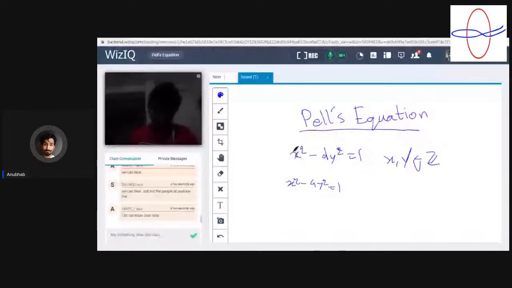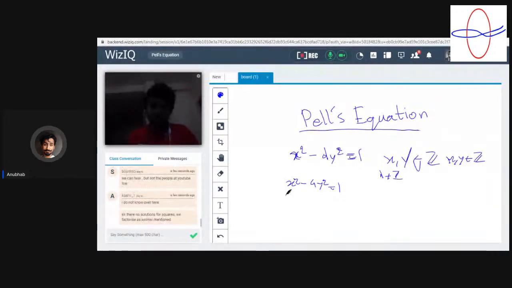So, as I've written here, this is basically Pell's equation. We are trying to solve the equation x squared minus d y squared equals 1, where x and y are integers, and d is also an integer. Let's try to solve this when d equals 4. So when d equals 4, how would you guys solve it?